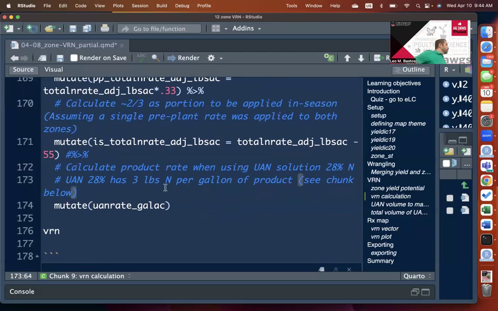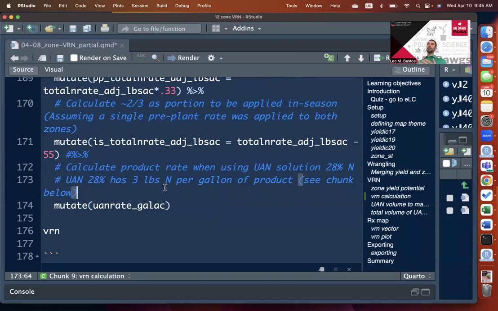All right, so the next thing here is, we just created our prescription in a pounds of nitrogen per acre basis. However, a grower will most likely not use that column directly when they're doing an application. They're going to have a specific nitrogen fertilizer source that they're going to be using, and they're going to be applying a rate of that source, right? So in this case, I am assuming that we're going to use a liquid nitrogen source called urea ammonium nitrate, UAN for short.